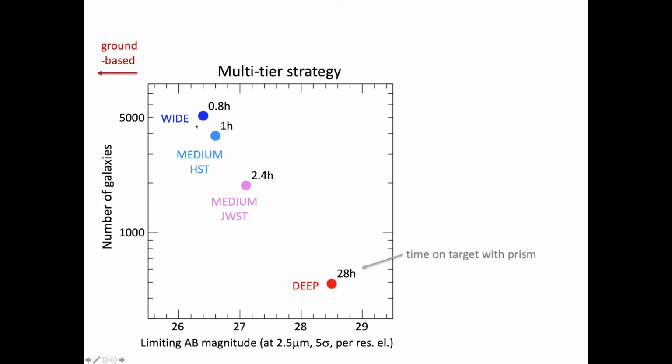up to several thousand galaxies in the wider tiers. These are the depths with the prism mode in continuum, and the depths are, as you can see, essentially unprecedented and far deeper than what you can achieve with current ground-based observations, which are essentially out of scale. Each of these numbers gives the time on target with the prism for each of these tiers.